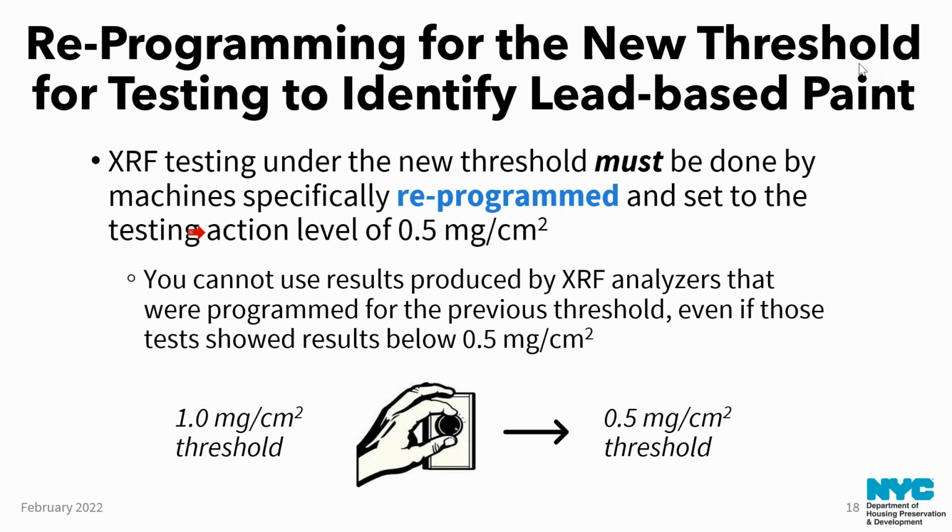This is because XRF machines are highly precise and technical in the way that they produce their results. And unless they're specifically programmed to be sensitive to the new action level, they are not considered to be sufficiently precise and accurate to provide results that pass muster under the law. So any previous results you may have received for units within your buildings that were produced by analyzers programmed for that previous threshold, those results can't be used. In many cases, those results may have said that the lead content was below 0.5. They may have said 0.4 or 0.3, 0.2, but those results still aren't considered to be usable under this new standard.